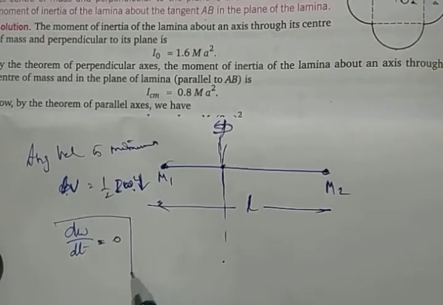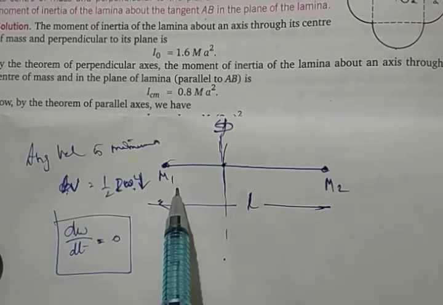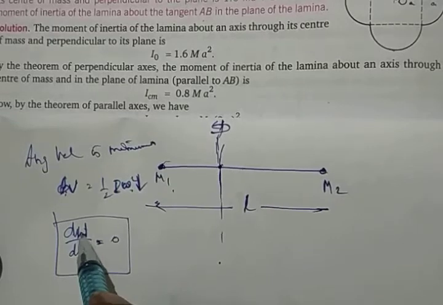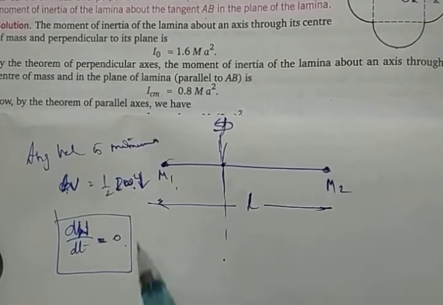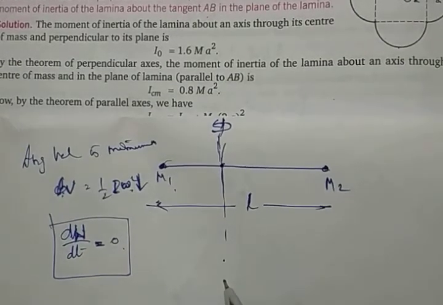So this is the condition. The work done is going to be equal to half I omega square, but the rate of change of work done, dW by dt, should be equal to 0. Then we will be able to see the minimum work done. So this is the condition. Let us see how it goes.